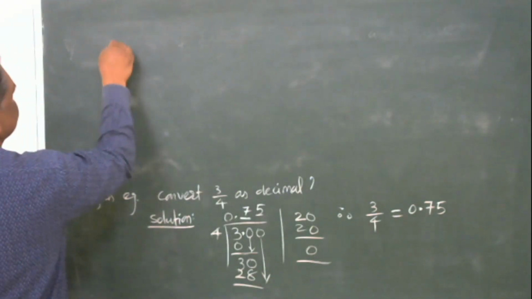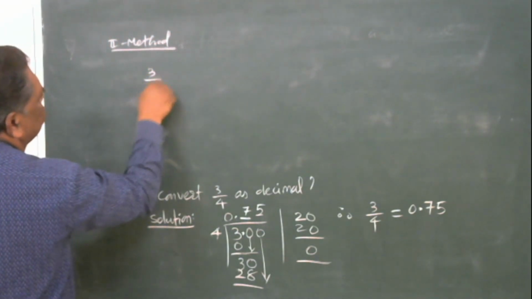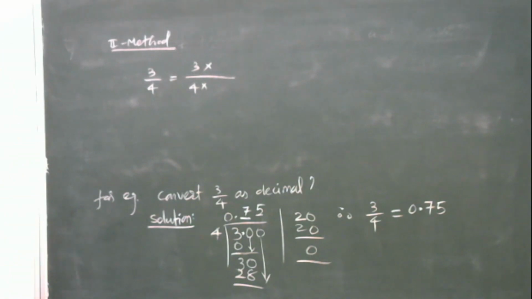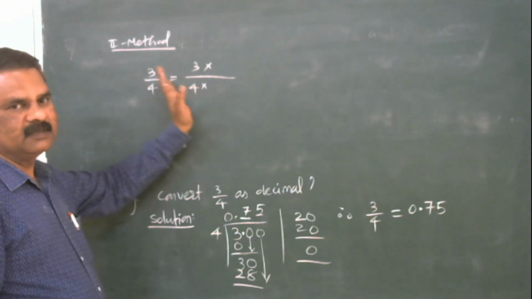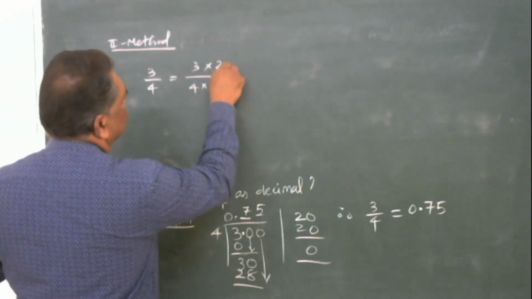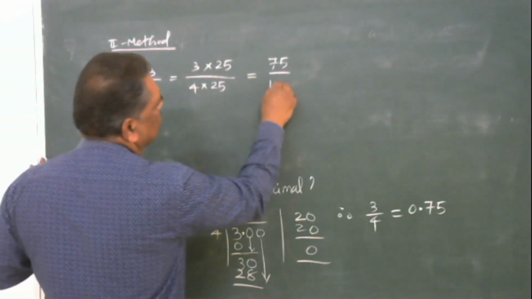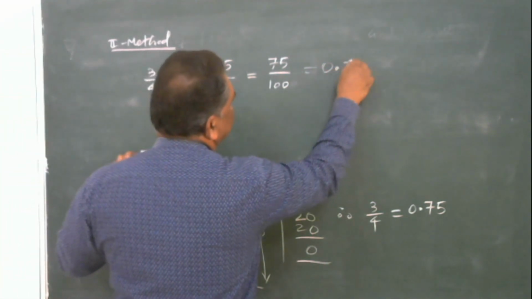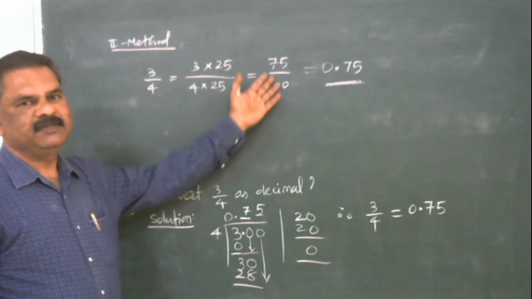The second method is we will be using the idea of equivalent fractions. Even if you multiply both numerator and denominator by the same number, the fraction remains the same. So I am going to multiply it by 25. So 3 25s are 75, 4 25s are 100. So 75 hundredths. How do you write 75 hundredths? 0.75. So this is by definition of decimals.